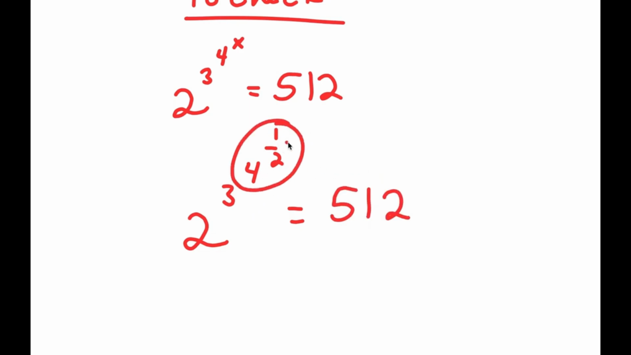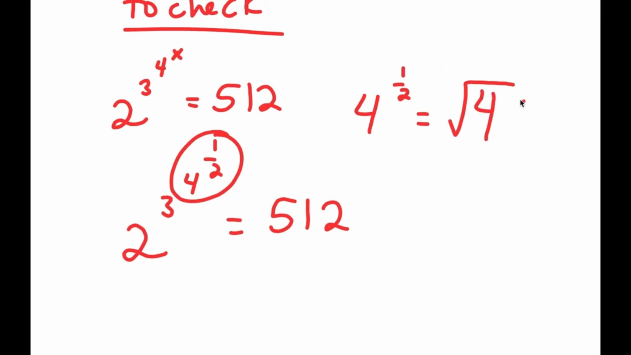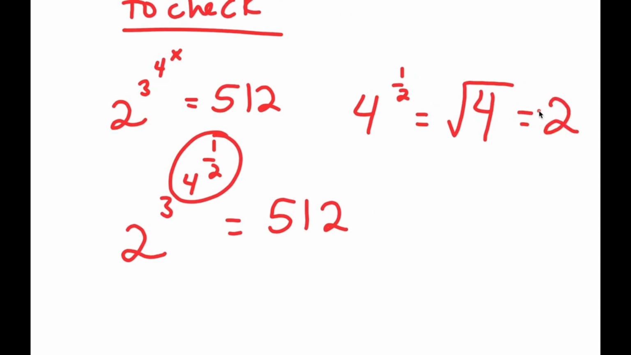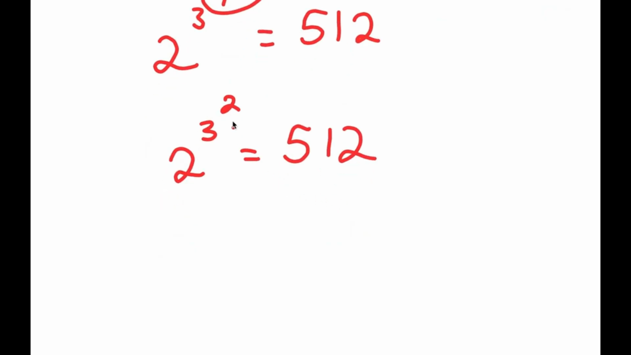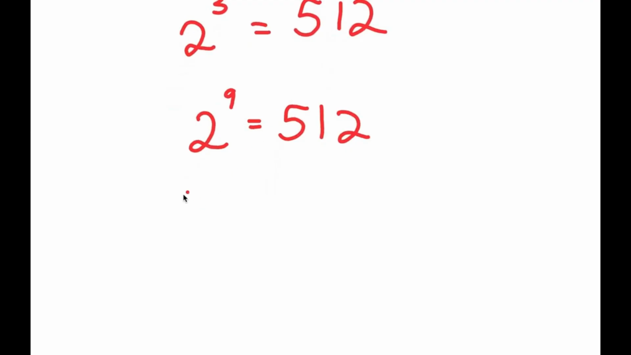So I first start with 4 to the power of 1/2. Now 4 to the power of 1/2 is the same thing as the square root of 4. And the square root of 4 is equal to 2. Meaning I have 2 to the power of 3 to the power of 2 is equal to 512. Now from here, 3 to the power of 2 is equal to 9. So I have 2 to the power of 9 is equal to 512. And finally, 2 to the power of 9, that's equal to 512, as we already said at the start. So we get 512 is equal to 512.